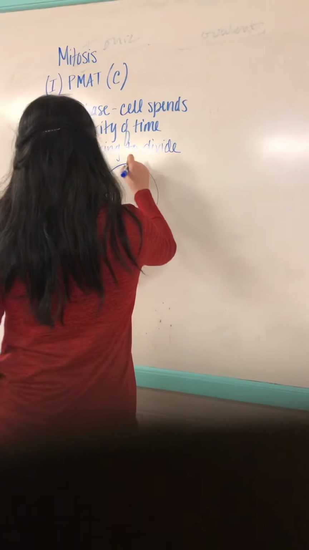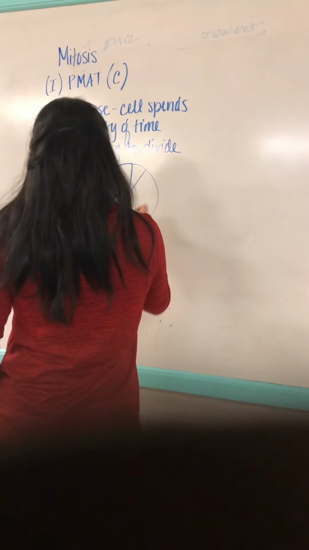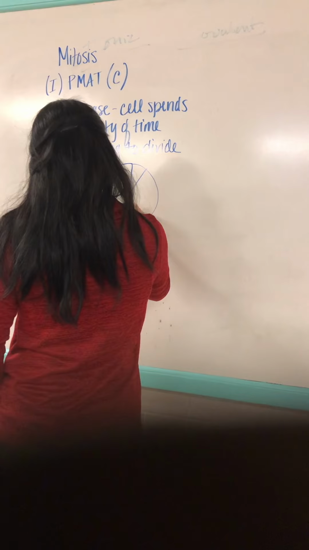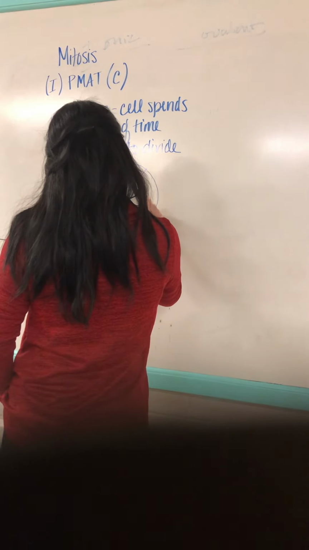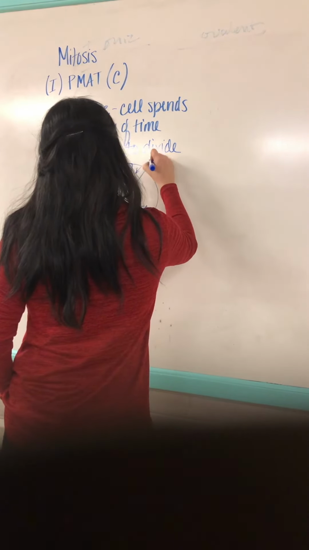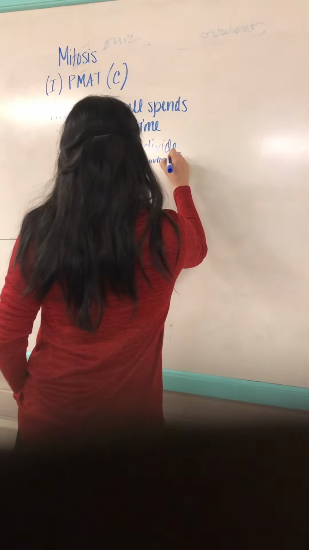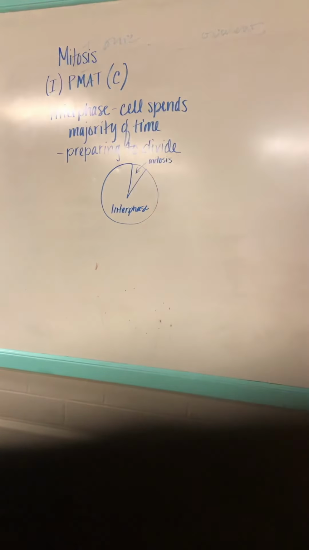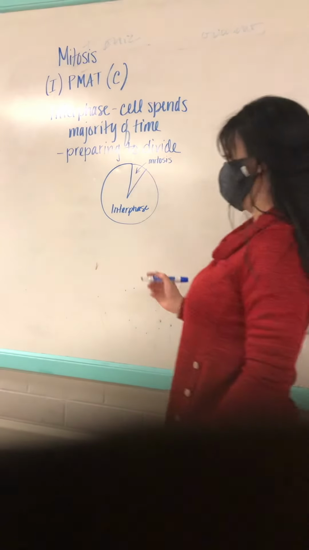So sometimes you'll see a diagram and it shows like this would be interphase. And then this little section right in here would actually be mitosis. So the majority of the time of the cell is spent in interphase, and just a short time is spent in mitosis. Mitosis is actually where it's dividing.